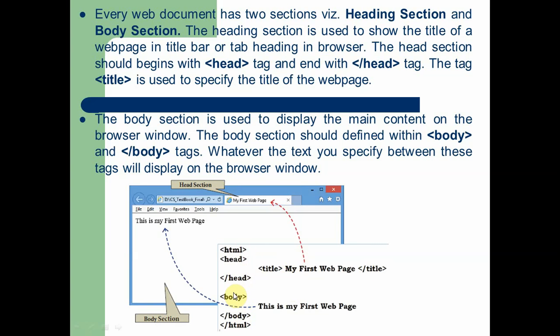Whatever data is written inside this body tag will display on the body of the web document. See, this is the head of the document, this is the body of the document. All the data within the body tag is displayed on the body. All the data which is set in the title tag is displayed on the title of the web page or tab of the web browser.